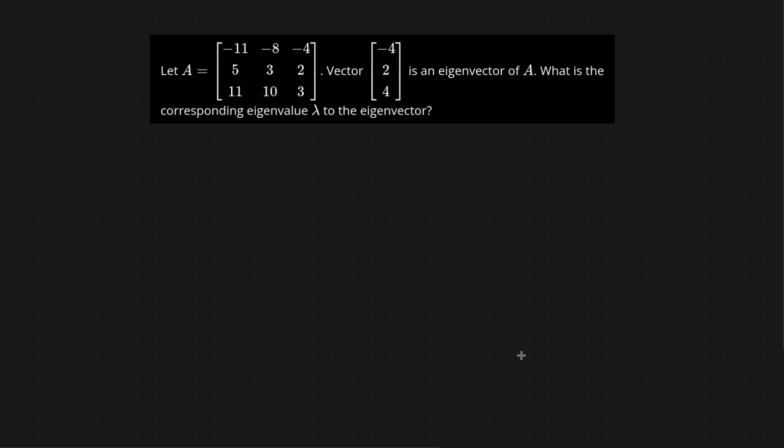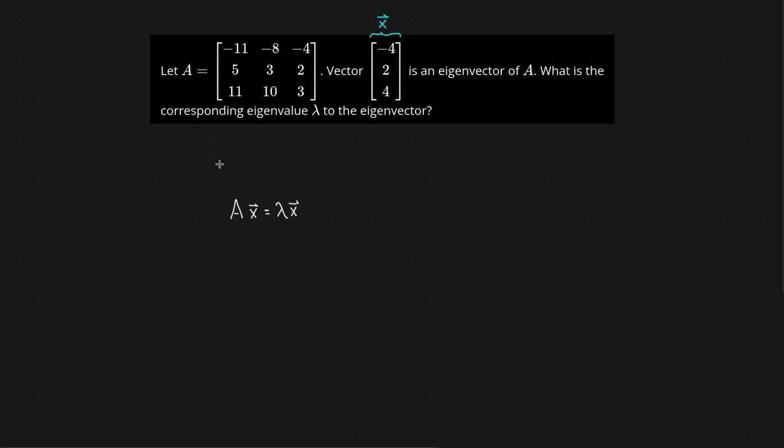All right. So first, let's remind ourselves what it means that this vector is an eigenvector. So let me give this vector a name. Let me call vector -4, 2, 4 vector x. Now, because x is an eigenvector, that means if I take matrix A and multiply by vector x, that has the same effect as scaling vector x by some scalar value lambda. Okay, our task is to find lambda.